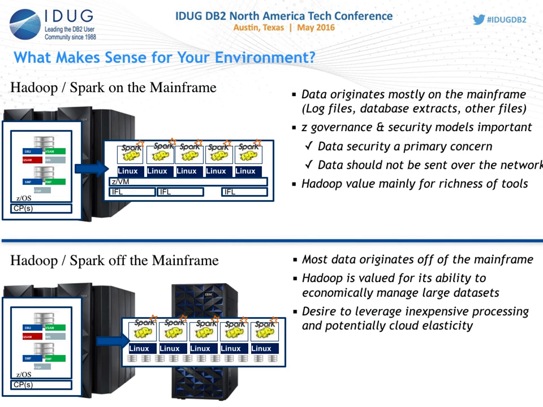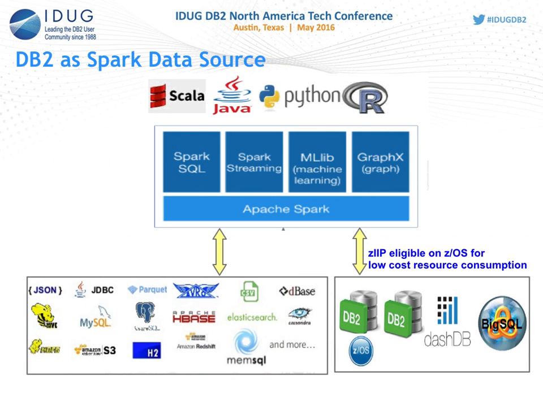So this is one example of how you can use DB2 as a Spark data source. DB2 is right here with IDAA support. You can read the data from DB2 and load it into Spark. One thing I mentioned here is that it's highly zIIP eligible.